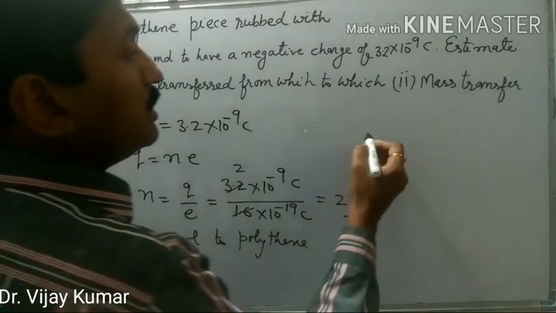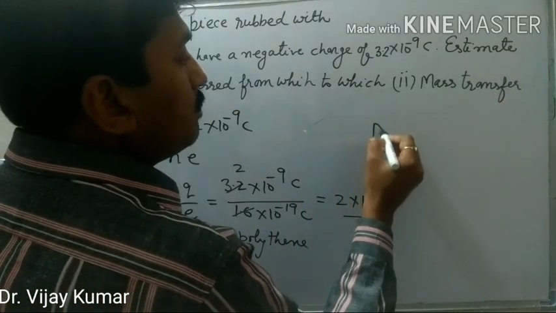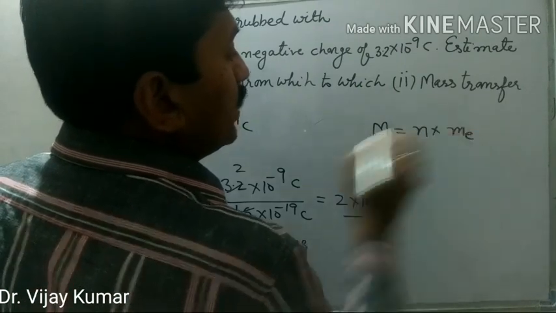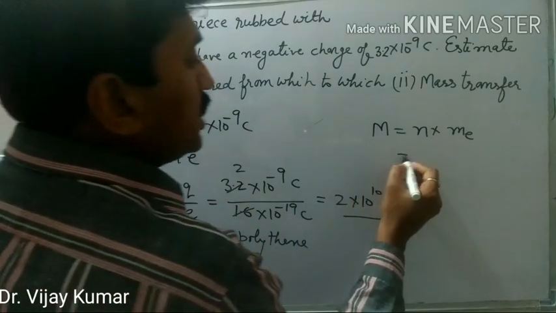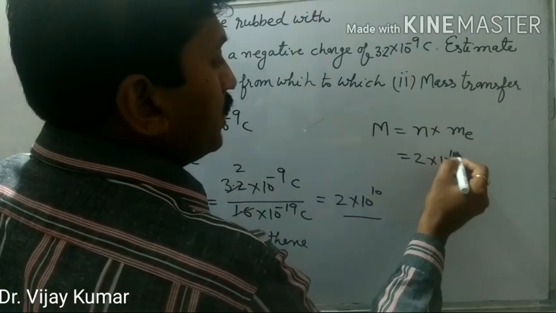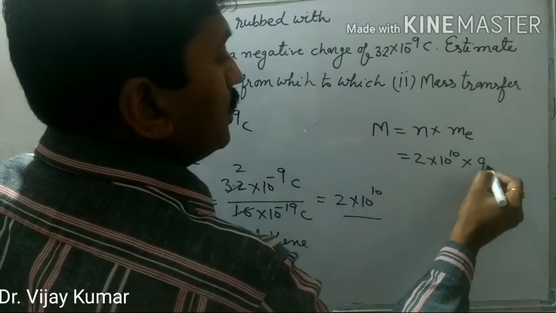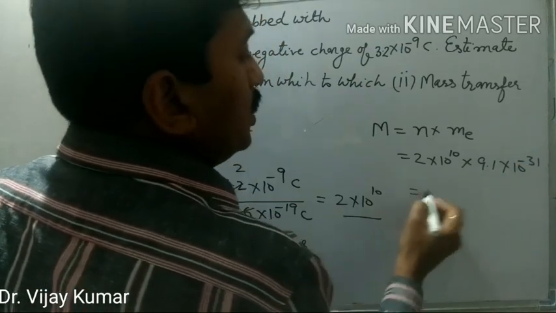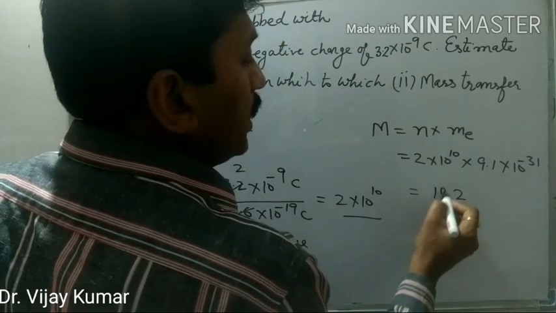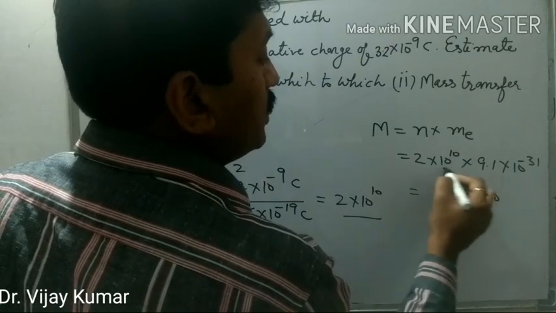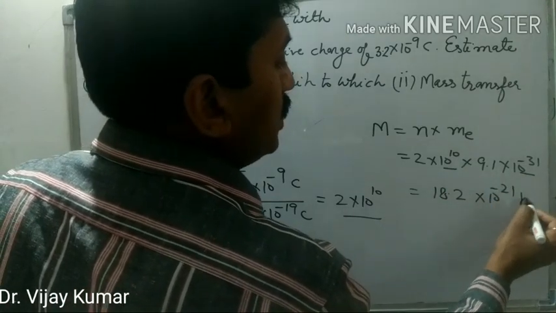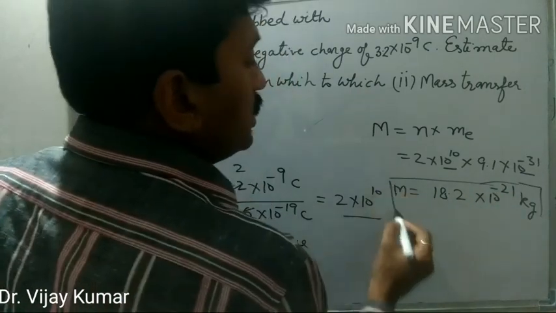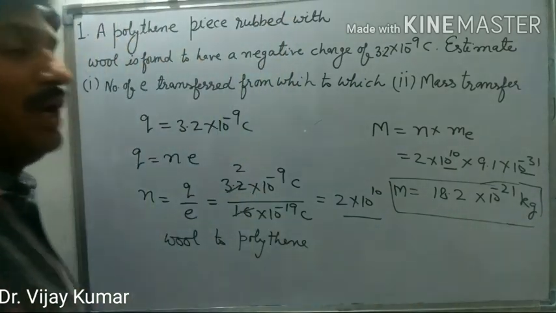And how much mass is transferred? Total mass should be equal to the number of electrons times the mass of one electron. Number of electrons transferred is 2 × 10^10, and the mass of one electron is 9.1 × 10^-31 kilogram. That gives 18.2 × 10^-21 kilogram. This much mass is transferred from one body to another.